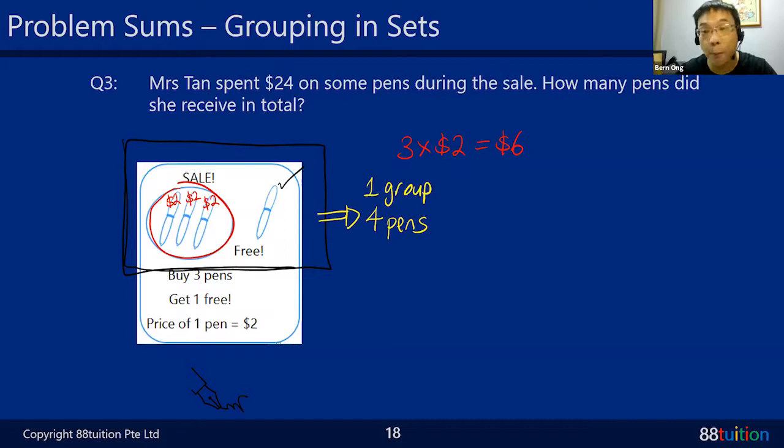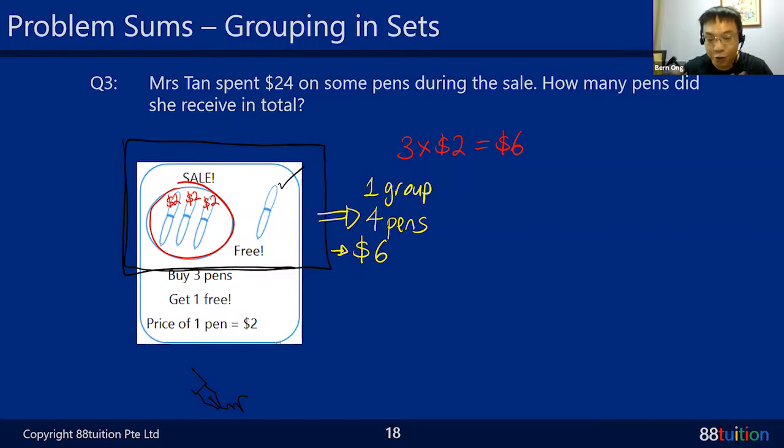And you only pay how much? You never pay $8, you pay $6. You pay $6 only. Can you see or not? Because 3 pens, 1 pen is $2. So 2 times 3 is $6, correct or not? Yes, answer is 16. More, correct. Got it, yes. So happy for you. So 3 times 2 is $6, okay?